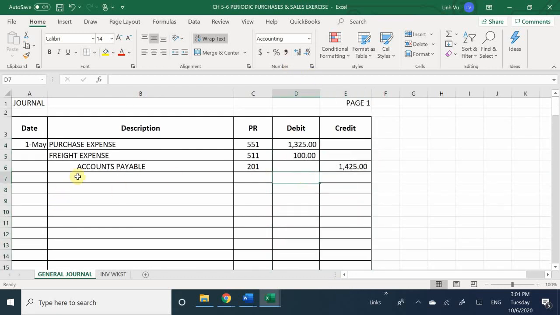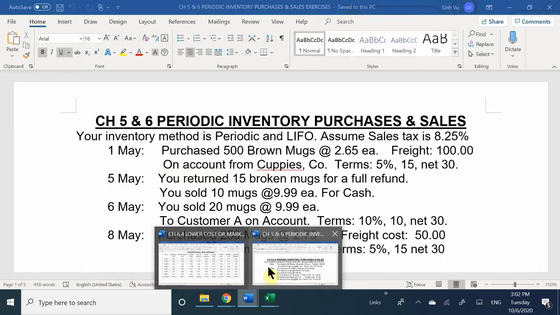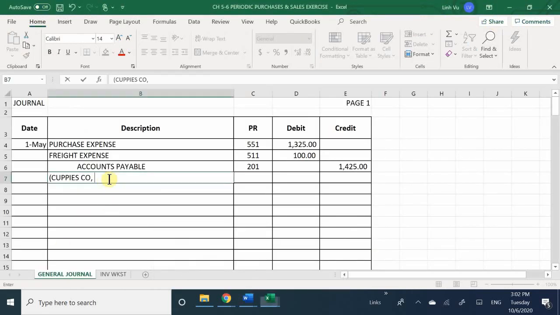Good. Now here I'm going to put in my description because I know who I bought this from. I bought this from Cuppies Co. And what else did they give me? What piece of information did they give me? The terms. Yep, 5/15, net 30. So 5% if paid in 15 days. Over 15 days, between 16 and 30, you would pay the full amount. Correct. So net 30.